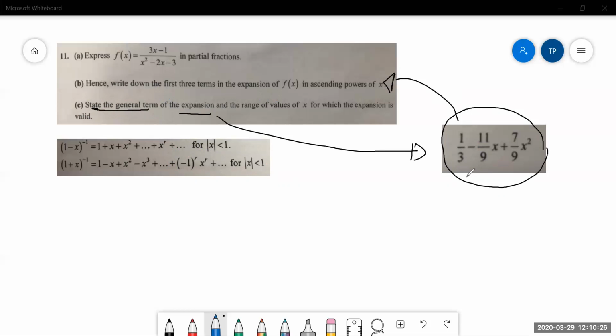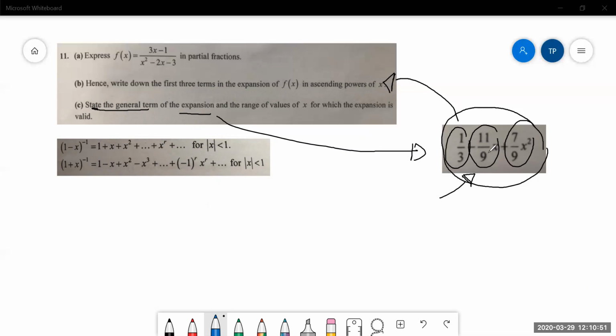Means we are supposed to find the formula that fits this sequence, this series. There is a formula such that when we replace the r in ascending order, we are going to get 1/3, we are going to get minus 11 over 9x, we are going to get 7 over 9x squared. You understand what I'm trying to say? Yeah, there is a given formula.